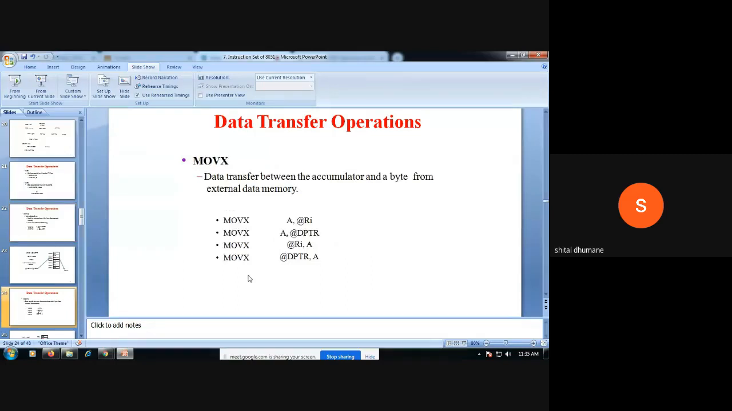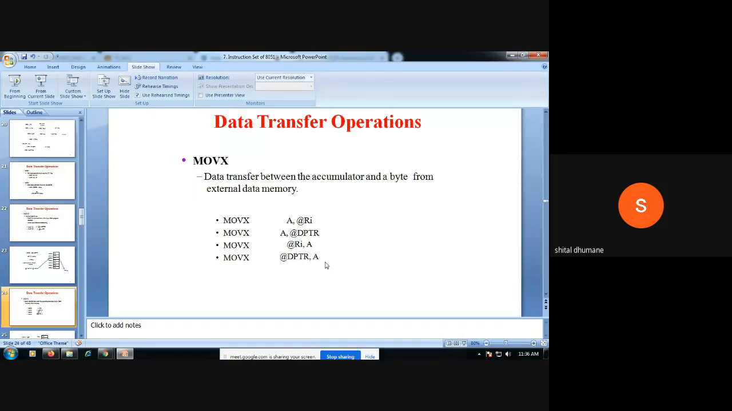Now, the MOVC instruction is related to code memory. Suppose you want to transfer data from external data memory. For that, you have the instruction MOVX. Here X stands for external memory. Four possible combinations of MOVX instructions are there: MOVX A, @R1; second, MOVX A, @DPTR; MOVX @R1, A; and MOVX @DPTR, A.